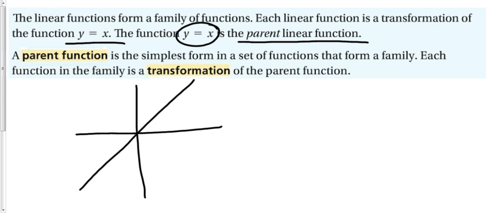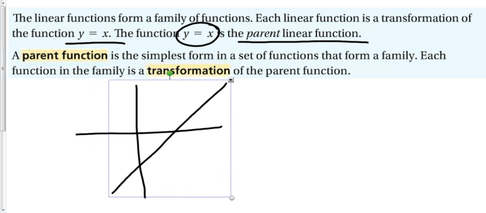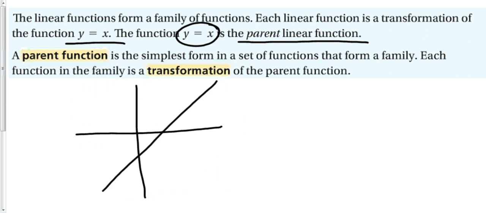If I wanted to draw another line, I could move this line left, I could move it right, I could move it up, I could move it down. I could change the slope by spinning it around, and I could change the slope and move it. I could do anything. I can make any line out of my parent function, my parent linear function, because it's the simplest form of that particular family. We'll get to different families of functions as we move further into the course, but we'll start with the parent linear function.